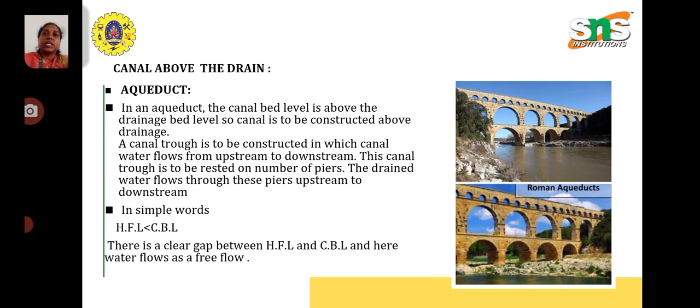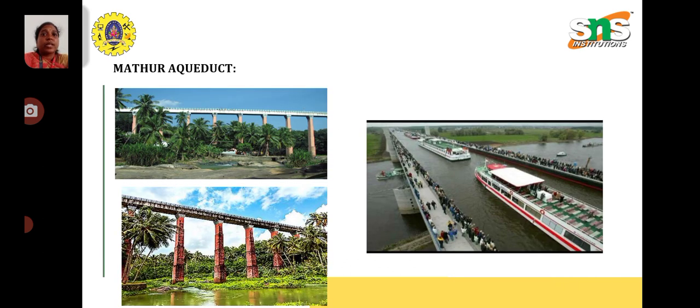An aqueduct is provided where the canal bed level is higher than the HFL, that is the high flood level of the drainage. In simple words, the HFL is less than the CBL, that is the canal bed level. There the water flows as a free flow. This is one example.